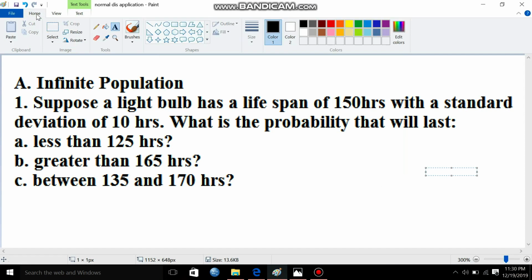Today we'll be discussing some applications of the normal distribution. There are basically two major applications of the normal distribution. The first is applications regarding infinite populations, and the second is applications regarding finite populations or finite samples. Today we'll be discussing the infinite population. Okay, so let's get started.